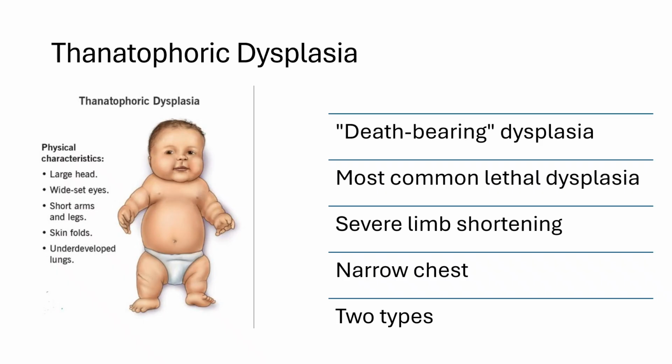While achondroplasia creates significant short stature but allows normal lifespan, thanatophoric dysplasia affects skeletal development so severely that it becomes incompatible with life. The condition stands as the most common lethal skeletal dysplasia, meaning you're more likely to encounter this than other fatal bone disorders.